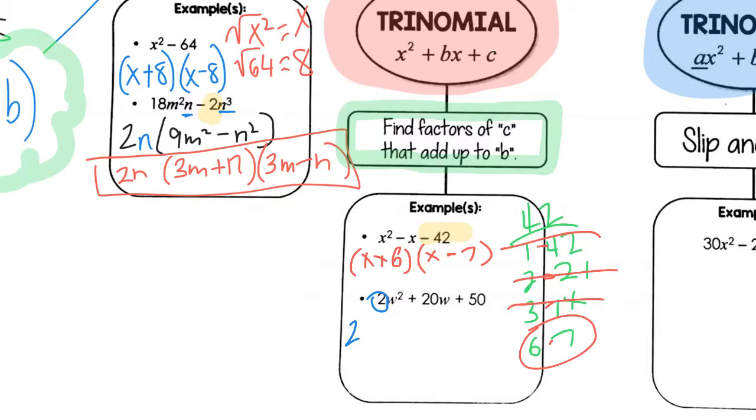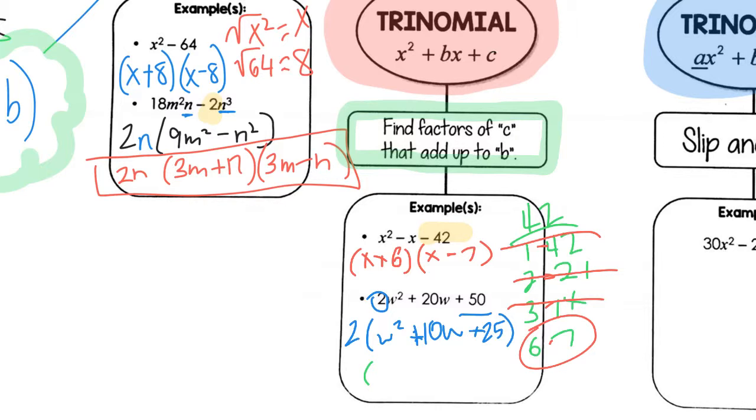The first two terms have a W, but because the last term is just a constant, 2 is my only GCF. So when I factor that out, I'm left with W squared plus 10W plus 25. So now I have to factor the inside trinomial.